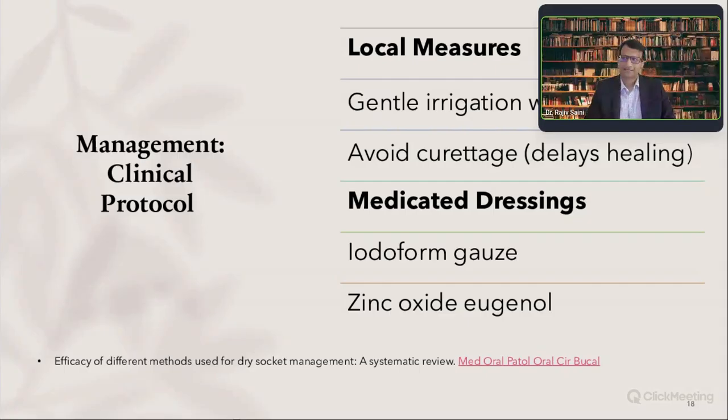So let's understand the management of dry socket step by step. Start with a visual inspection and gentle irrigation with normal saline. Place a sterile gauze or dressing soaked in eugenol or iodoform paste if possible.